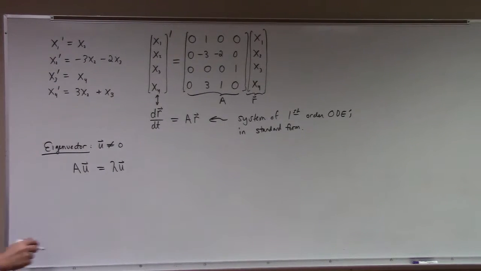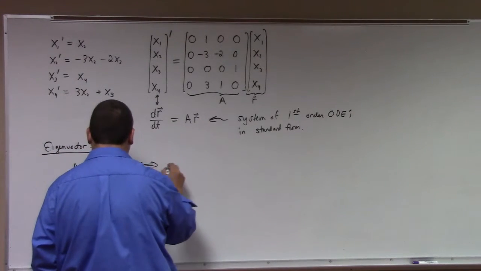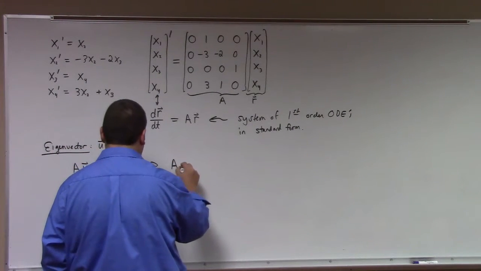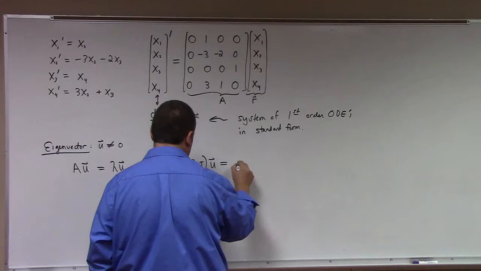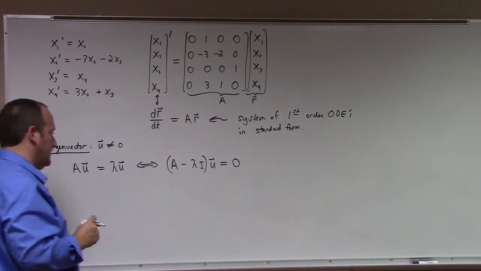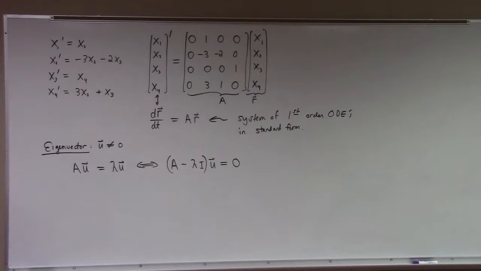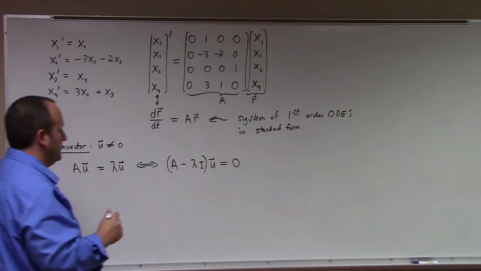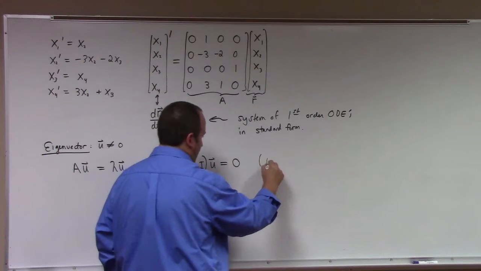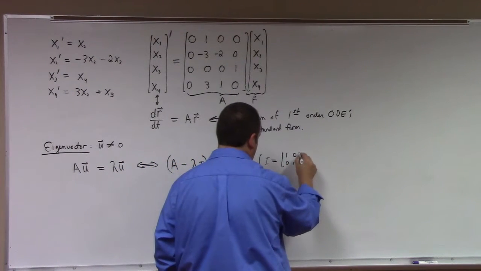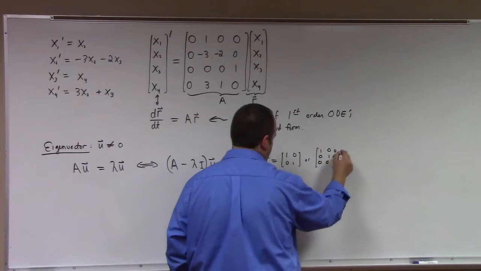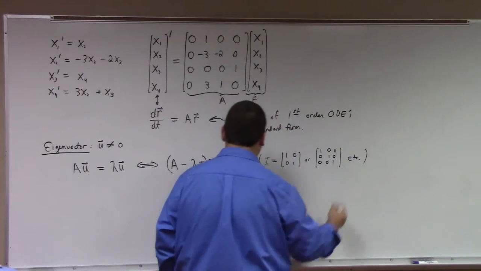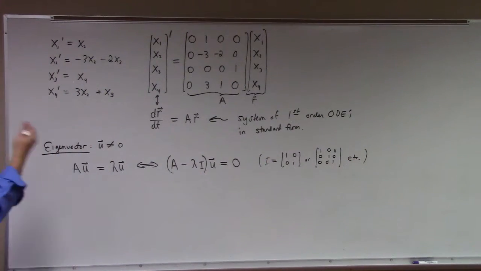Now, this condition is equivalent to the fact that A minus lambda times the identity matrix times u is equal to 0. The identity matrix would be like 1, 0, 0, 1, or if we're working 3 by 3, it's 1, 1, 1, zeros everywhere like that, etc. So that equation is the equation that an eigenvector satisfies.